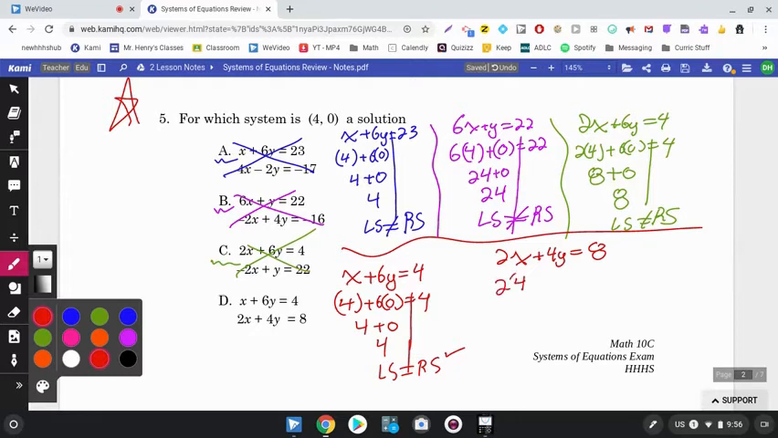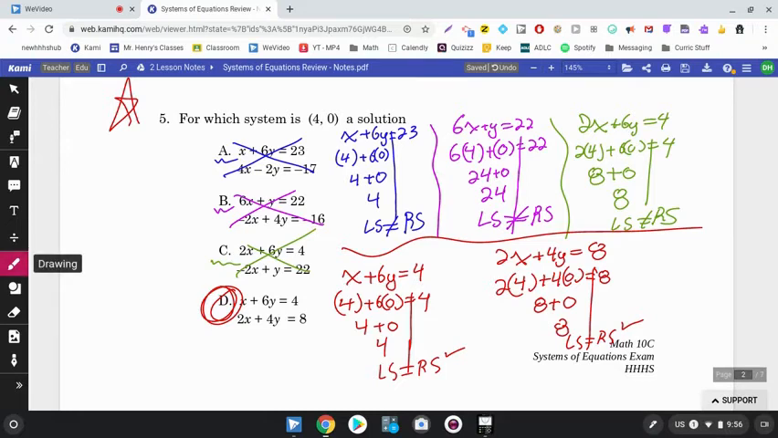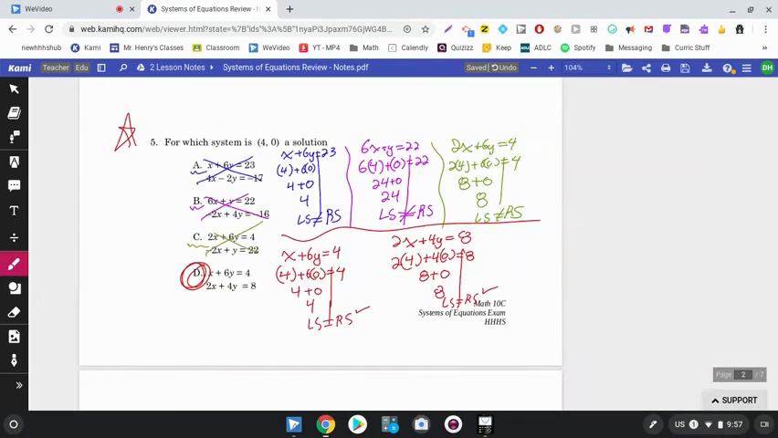Okay. 2 times 4 plus 4 times 0 equals 8. 2 times 4 is 8. 4 times 0 is 0. Oh yeah, left side equals right side. There you go. D is my answer. So that's verifying, which you can always do for your questions. You don't have to, but verifying can be useful when I'm actually solving something.